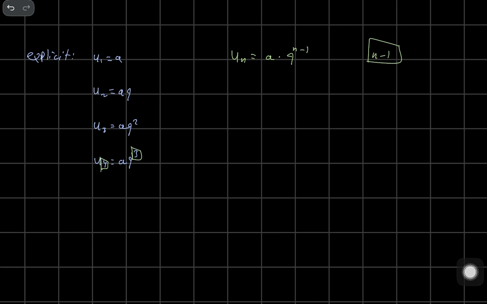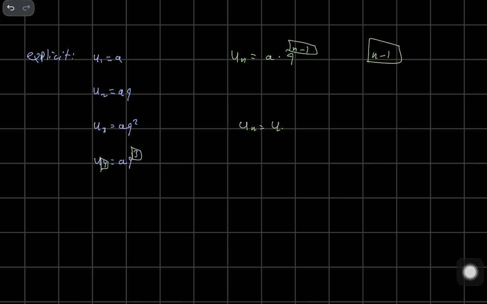And you may ask, why are we excluding the first one? Because this is the first term, so the rest of the steps is basically n minus 1. So we did a times q, then a times q squared, then a times q cubed, and so on, n minus 1 times. And this is also a specific rule of a more general formula, which is un equals ur times q to the power of (n minus r).